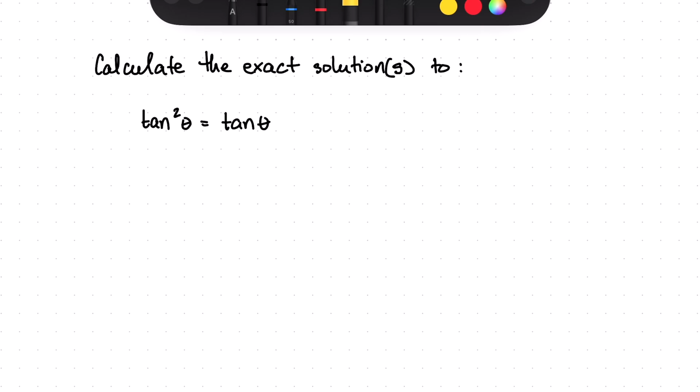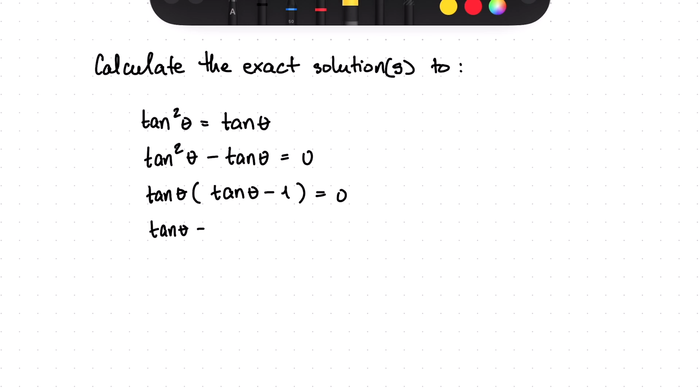Tangent squared theta equals tangent theta. I want to subtract tangent theta from both sides, which will give me tangent squared theta minus tangent theta equals 0. Now, I can factor out tangent theta, which will give me tangent theta multiplied by tangent theta minus 1. Now, because we are multiplying, we can separate them, which will give us tangent theta equals 0, and the other side will be tangent theta equals 1, because I moved minus 1 to the other side.